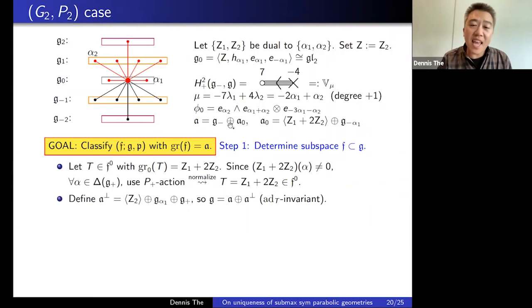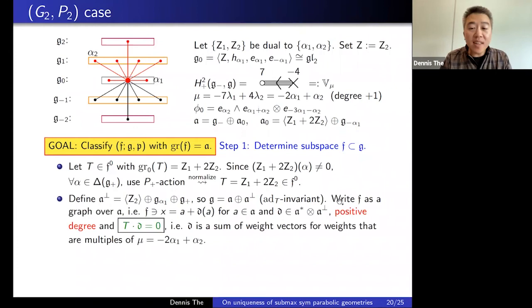Okay, so I have this A. So what about the other tails for the other directions? Here's my A. Let me define a complementary vector subspace in G, but I'm going to do it in a nice way, adapted to the root space decomposition, because this is ad T invariant. So I could write this embedding, this F sitting inside G, as a graph over A.